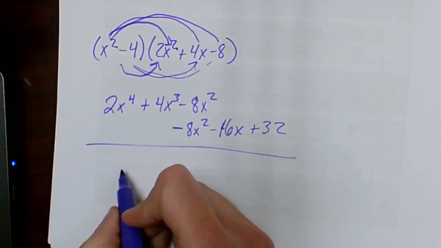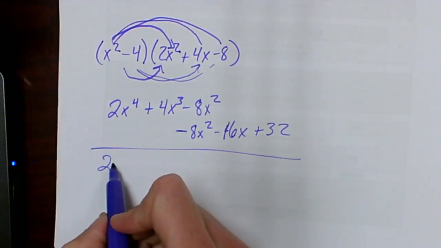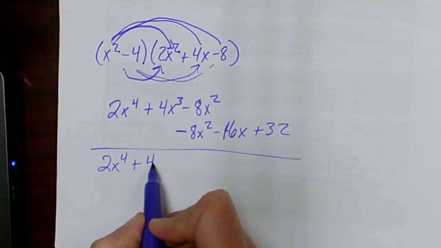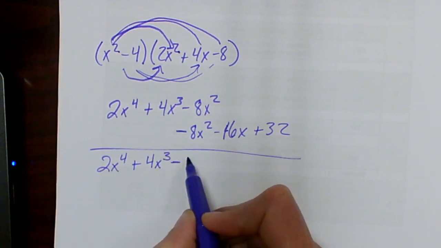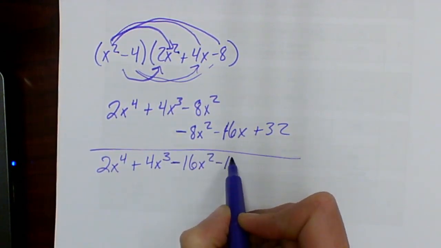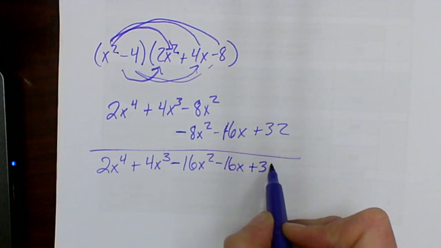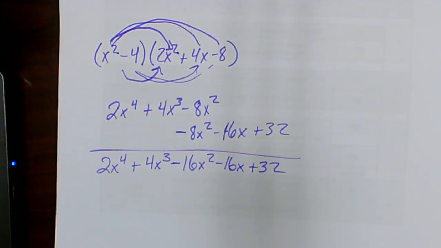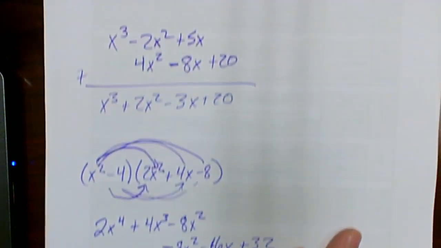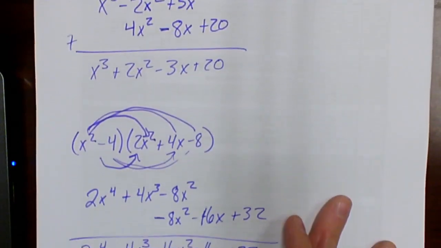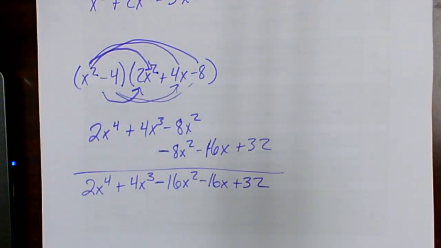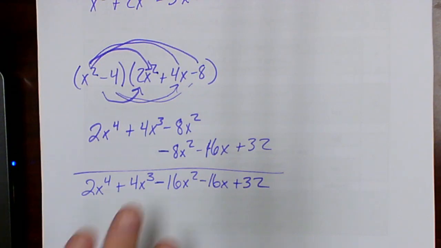Add your like terms, which if you use the stacking method, they already are matched up for you, and you just add down, and we are done. Okay, so this is the stacking method of multiplying polynomials together, and this can be done with any number of terms in a polynomial. This will conclude this video.